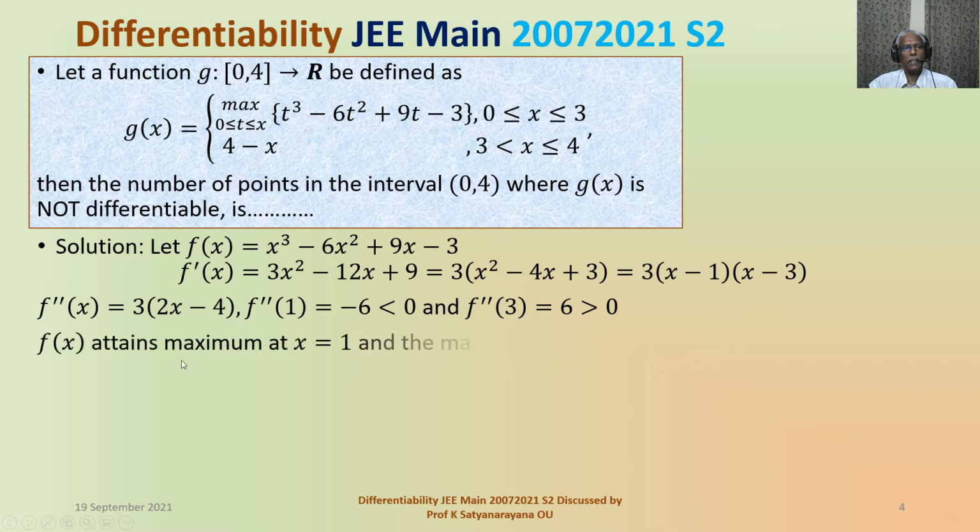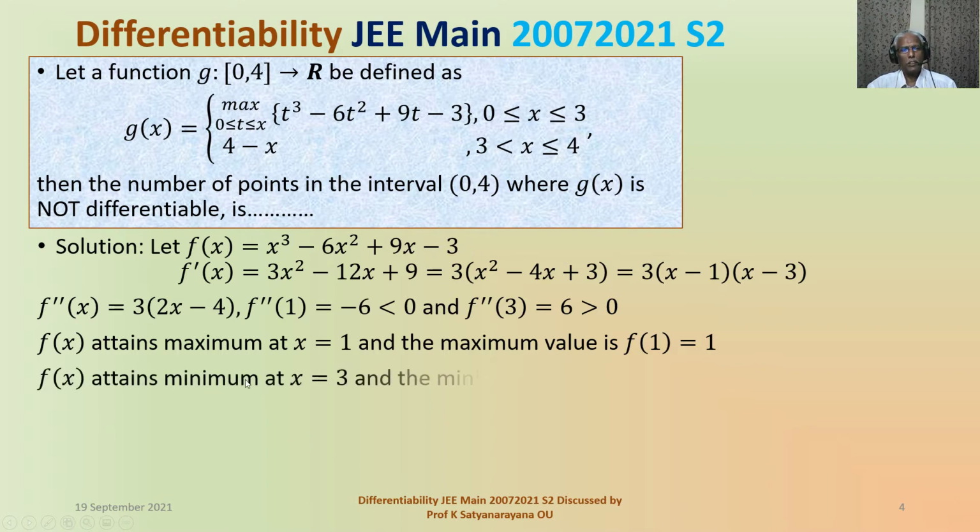So f of x attains maximum at x is equal to 1, and the maximum value is the value of f of 1, that is equal to 1. You can see the sum of the coefficients of the function is 1. And f of x attains minimum at x is equal to 3, and the minimum value is f of 3. Please compute, and it is minus 3. And this minimum is not required. All we want is the maximum.